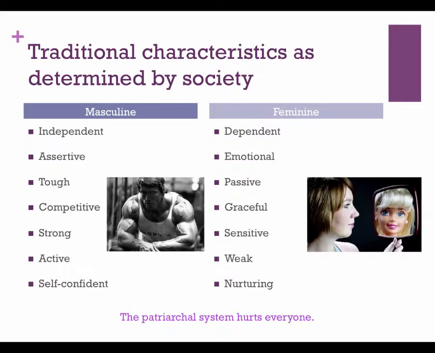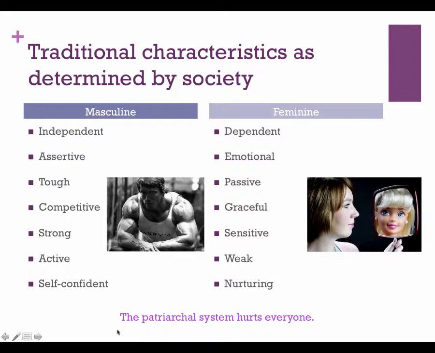Just a couple of examples here. This is a chart of characteristics traditionally associated with masculinity and femininity. So this is what Western society has decided correlates with men and women, right? Okay, so let's look at the chart here. On the masculine side, we have independence, being assertive, tough, competitive, strong, active, self-confident. And on what's considered feminine is being dependent, emotional, passive, graceful, sensitive, weak, and nurturing.